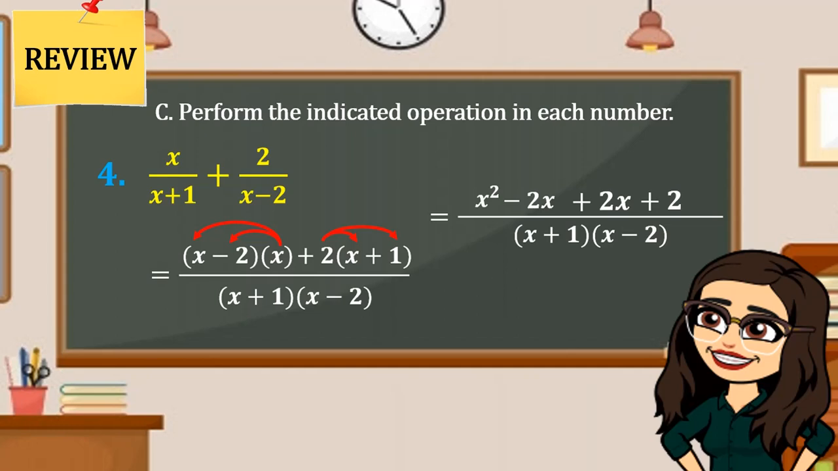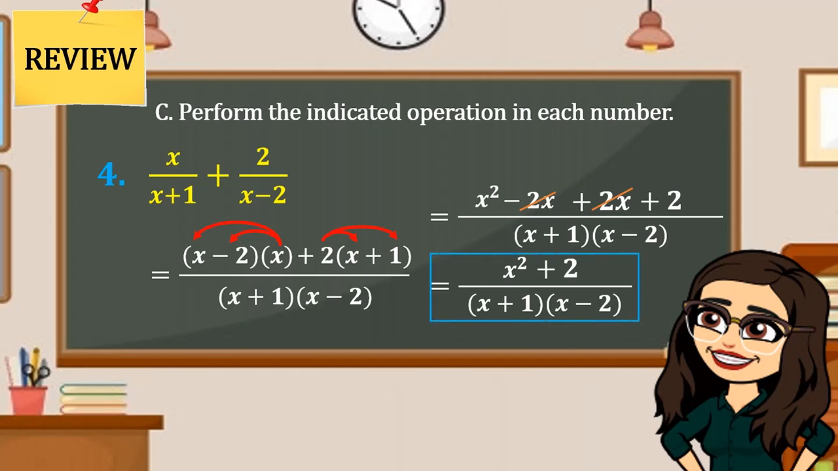And then simplify the numerator. So copy x squared. Then cancel negative 2x plus 2x. Then copy positive 2. And the answer now is x squared plus 2 over quantity x plus 1 times quantity x minus 2. And that is the last part of our review.